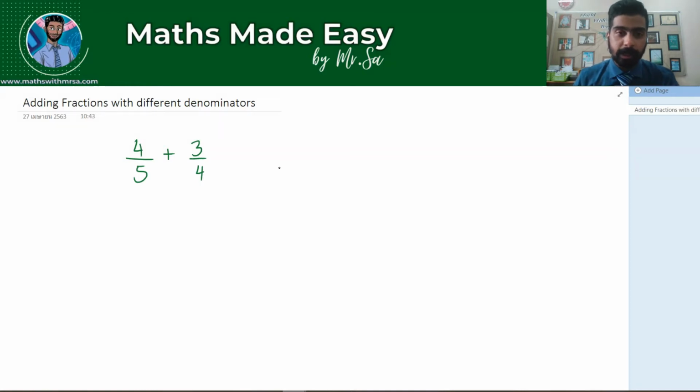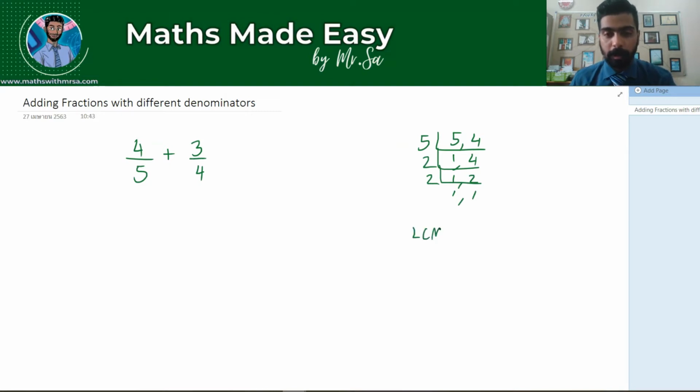Now, whenever the denominators are not the same, we can make them the same by finding the lowest common multiple. So, the denominators we have here are 5 and 4. Let's find the lowest common multiple of 5 and 4. I'm going to use the prime factorization method to solve it. So, let me put 5 and 4 here. 5 and 4, 5 and 2, 5 and 1, 1 and 1. So my lowest common multiple would be 5 times 2 times 2, which is equal to 20.